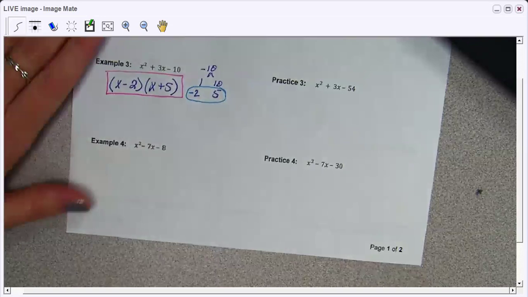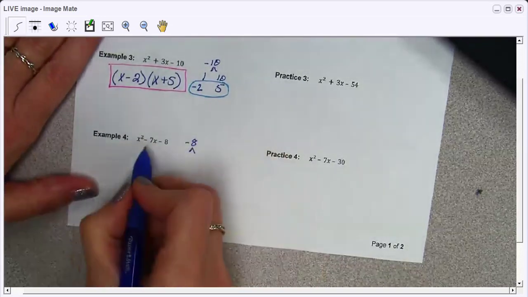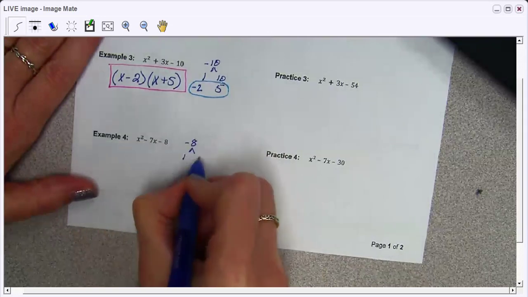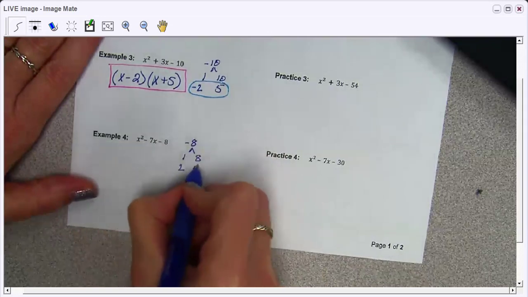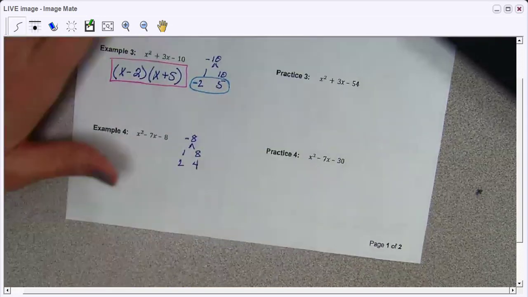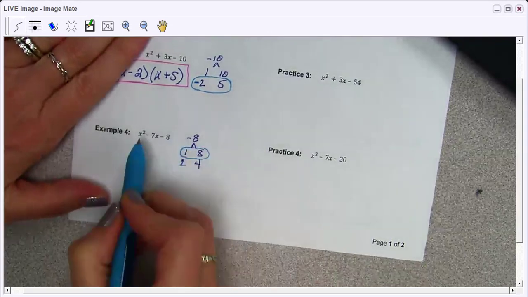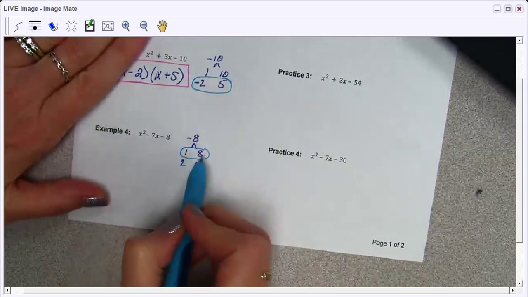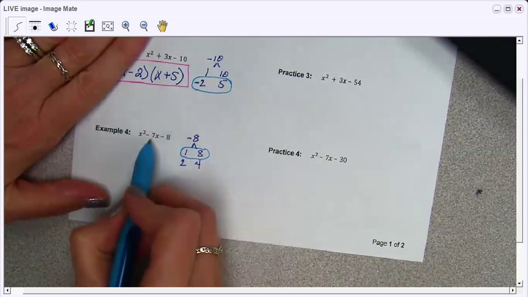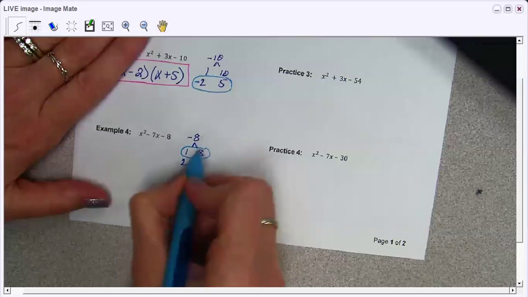All right, let's go down to example 4. So we have a -8, and we need factors that will give us a -7. So we have 1 and 8, and 2 and 4. Well, clearly 2 and 4 doesn't. When you add them, you get 6. When you subtract them, you get 2. So it's got to be 1 and 8. And remember, I said, since we have a -8, one of these numbers must be negative. And since our B term is negative, that means our larger factor must be negative.